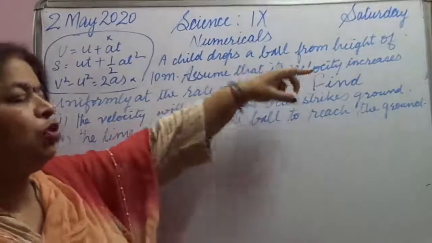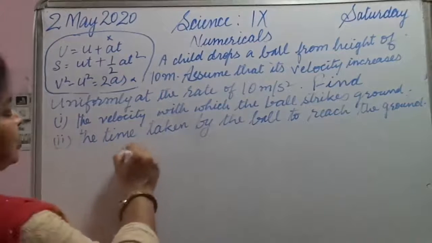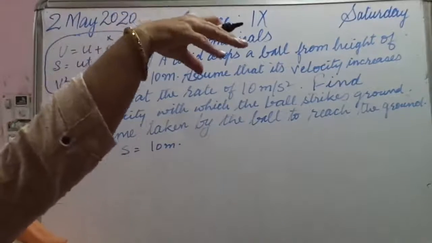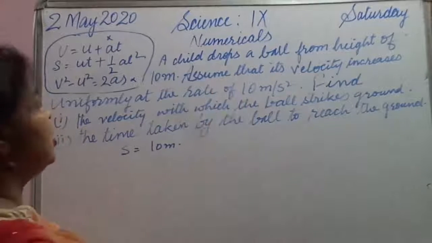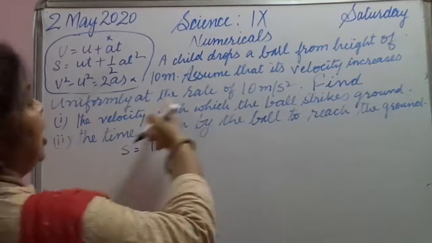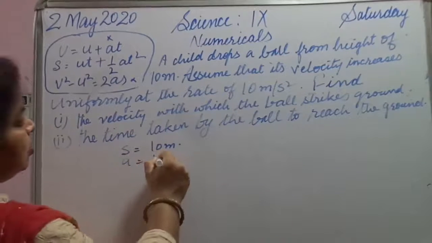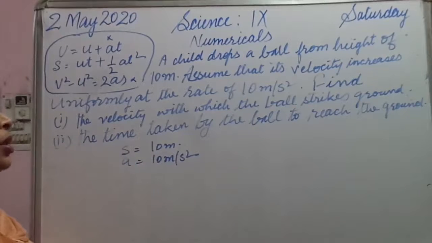A child drops a ball from a height, means this distance, of 10 meter. So we can write s is equal to 10 meters. The ball from where it is being dropped, that will become the distance from that height till the ground. Assume that its velocity is increasing, increasing means a is positive, at the rate of 10 meter per second square. So we will write a is equal to 10 meter per second square. Then find the velocity with which the ball strikes the ground.